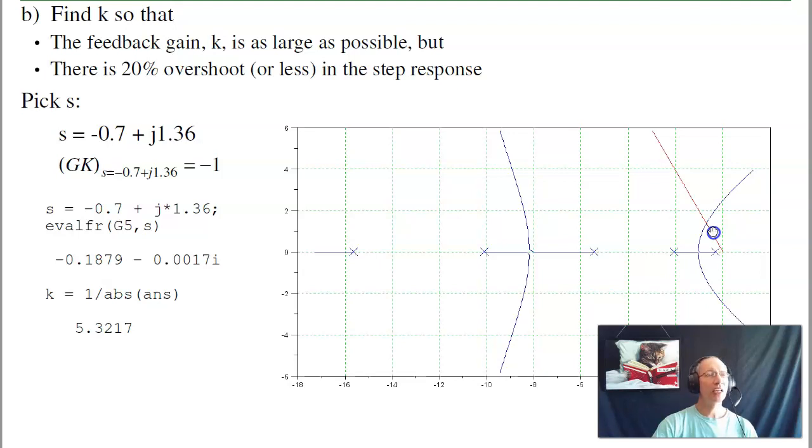To find k, any point on the root locus, G times K is minus 1. So find K to make the gain 1 there. So evaluate G of s at your point, and you get a number. It's not quite negative real. There's a complex part. It says that this point's not exactly on the root locus plot. It's close, but a little bit off. So take the magnitude, whenever that's K, 5.32.